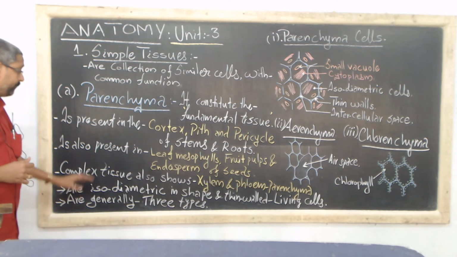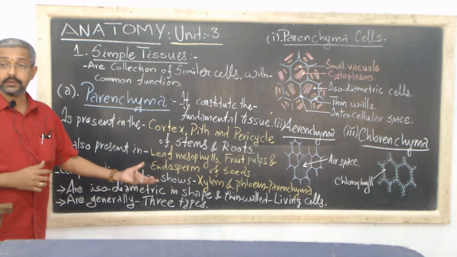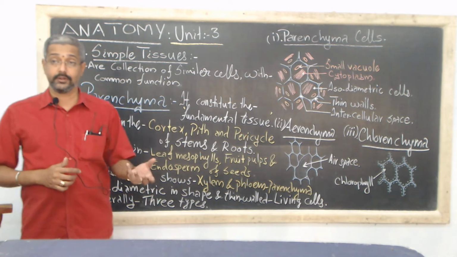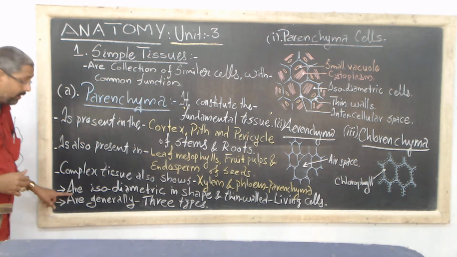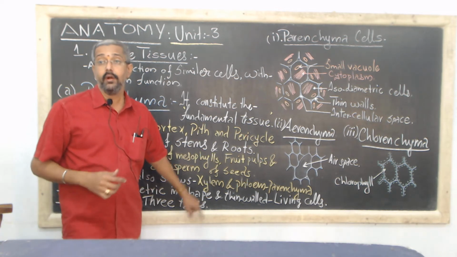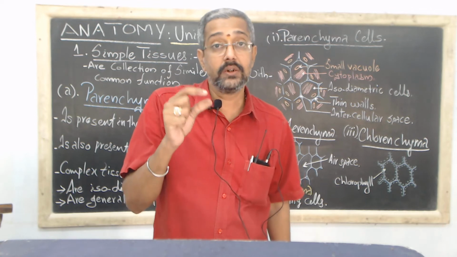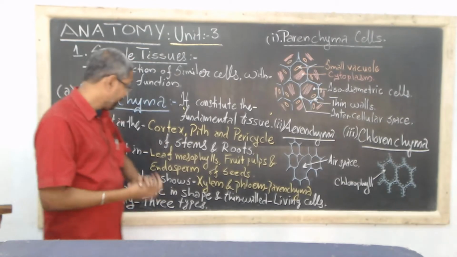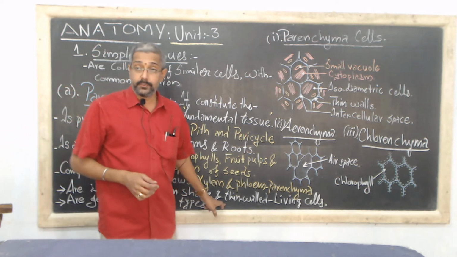So here, what it is, where it is, and how it is. How it is means, what is the structure. What we can see is that these cells are isodiametric in shape. What is isodiametric? Almost all the cells are of similar size and shape. So it is called isodiametric in shape. And what is the speciality?